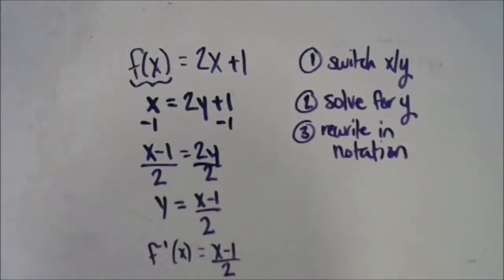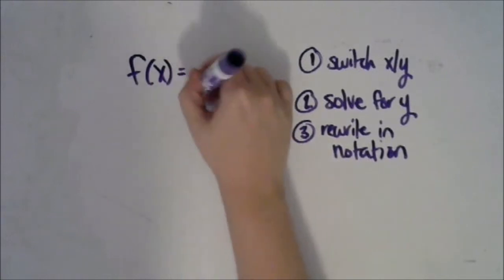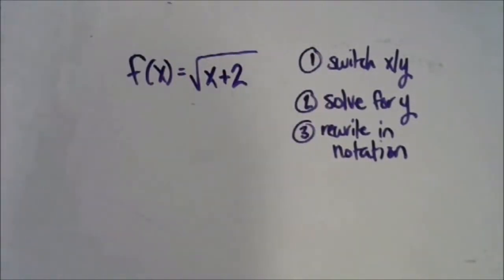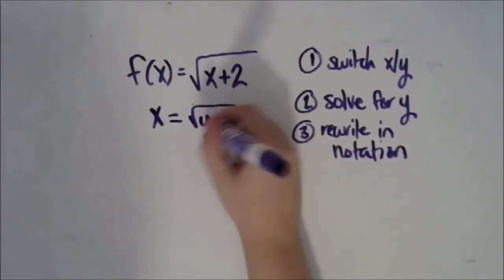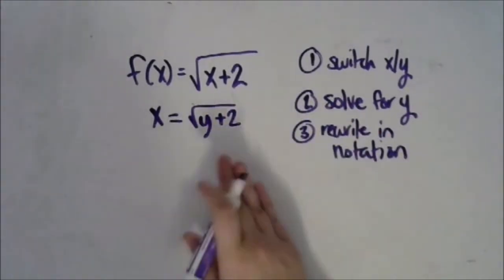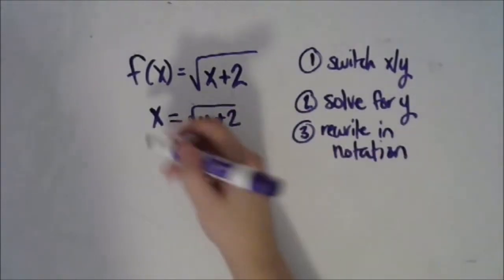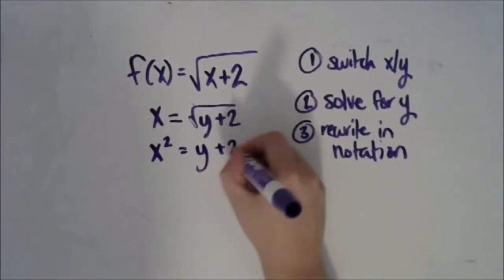Let's try the next example. Example 8 is f of x equals the square root of x plus 2. We want to switch the x and the y. So we'll say x equals the square root of y plus 2. And then we want to solve the equation using our standard solving techniques. The inverse of a square root is to square both sides. x squared equals y plus 2.